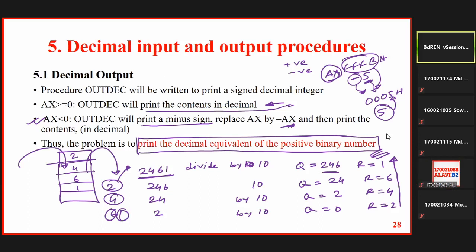So if I say the whole procedure again, without going to the code, first we'll check whether it is a positive number or a negative number. If it is positive, then we'll directly go for this particular operation, that means dividing by 10, then having the remainder. And if we have a negative number, then after checking, we'll print a minus sign, and after that we'll do this neg operation, and after doing the neg operation we'll have a positive binary number to be printed. So then after that we'll come here.